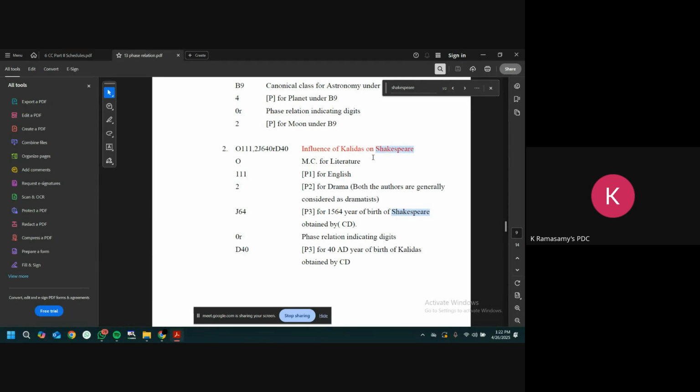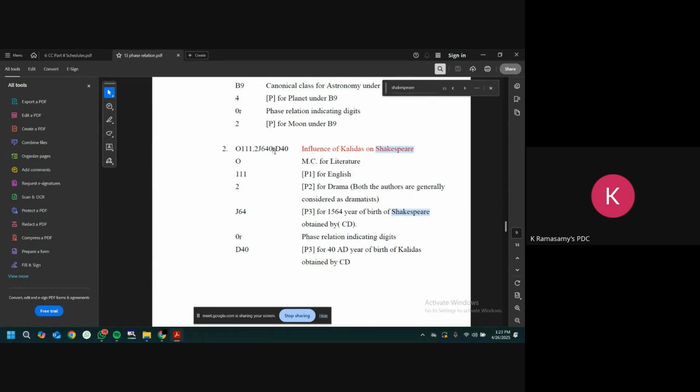How to construct the number for Shakespeare? 111 stands for English. 2 for drama. J64 is the year of birth of Shakespeare. So main class O, 111 English language, comma, 2 stands for drama, J64 stands for year of birth of Shakespeare. This is main class, this is P1, this is P2, this is P3. Over. Then 0 is the conjunct symbol we put.